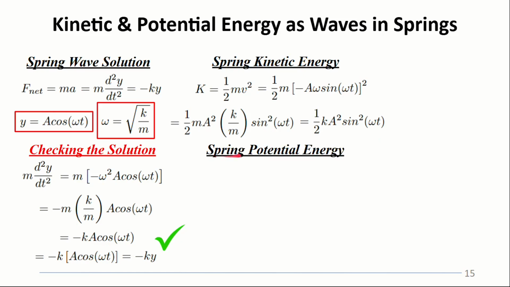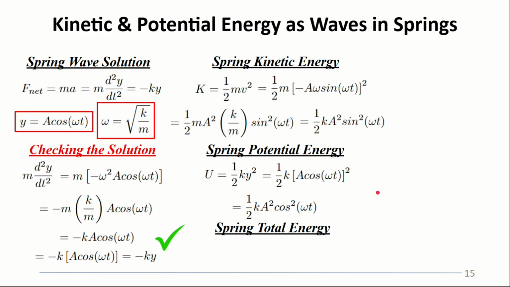Now, let's take a look at the spring potential energy. You got U is equal to 1/2 ky squared, and that is equal to 1/2 k a cosine omega t squared, and that is equal to half ka squared times cosine squared omega t. So we got our kinetic energy right here, and we have our potential energy right here. And our goal is now to see what the total energy is going to be. And recall, that is the sum of the kinetic plus the potential. As you can see here, total mechanical energy.